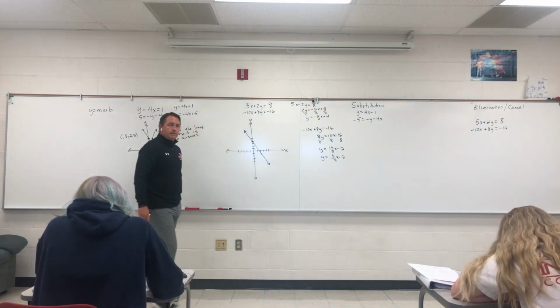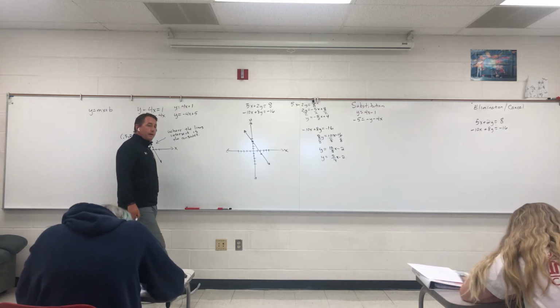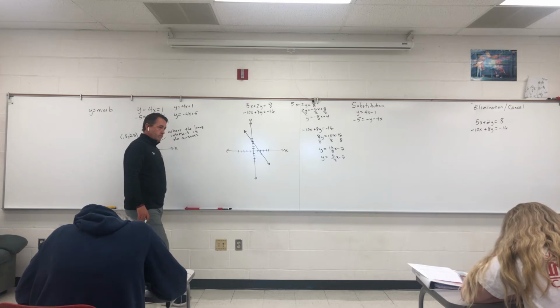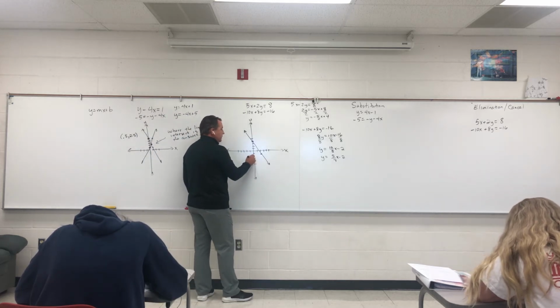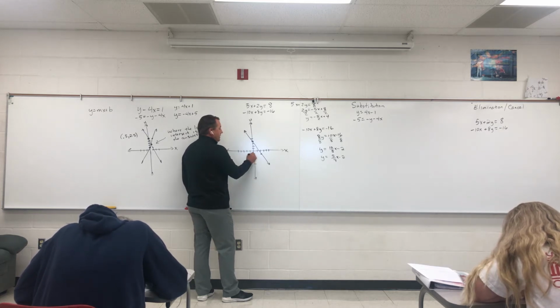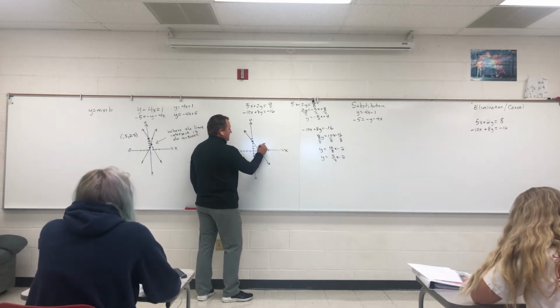Okay, so does that make sense to everybody on that part? So I just had to get the y equals so I could graph it. So at negative 2 is where it crosses the y-axis. That's my b. I go up 5 over 4. Draw that.